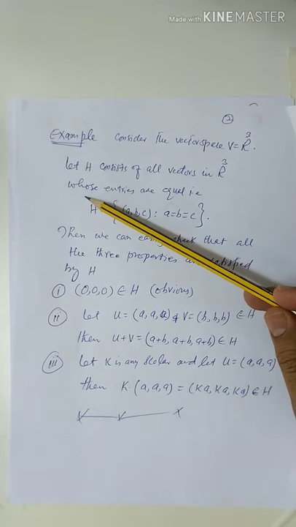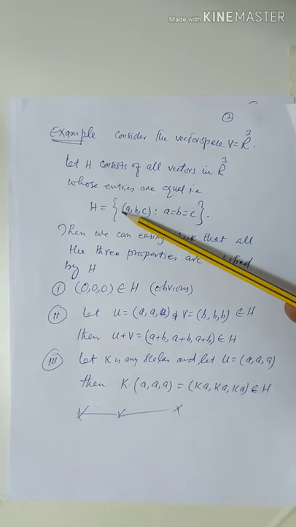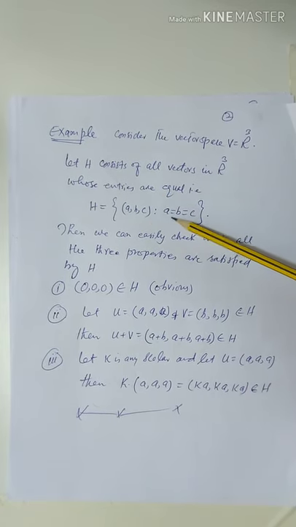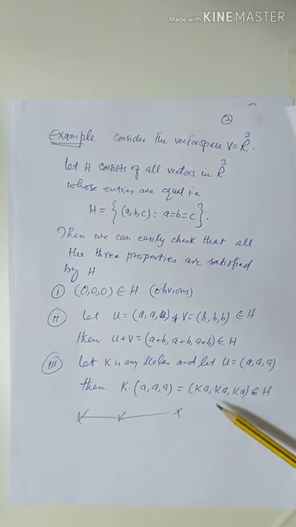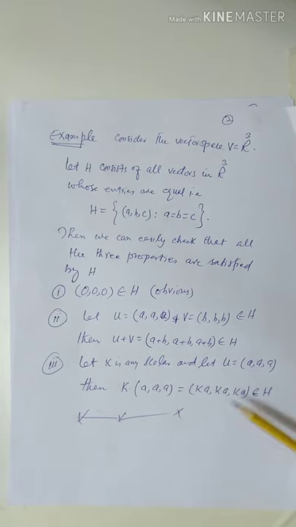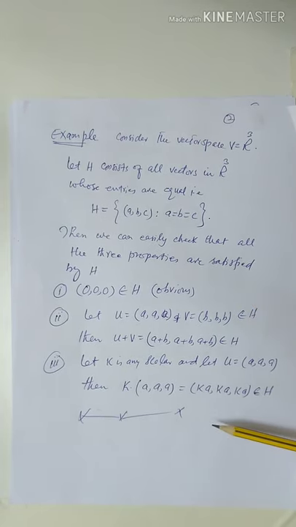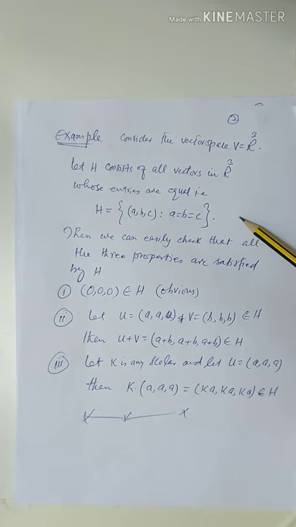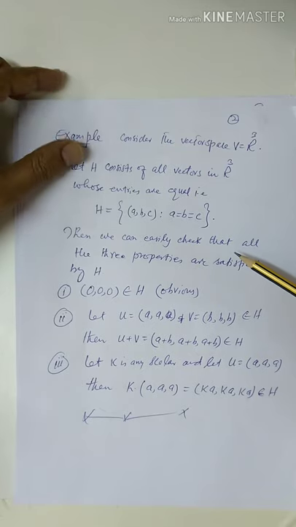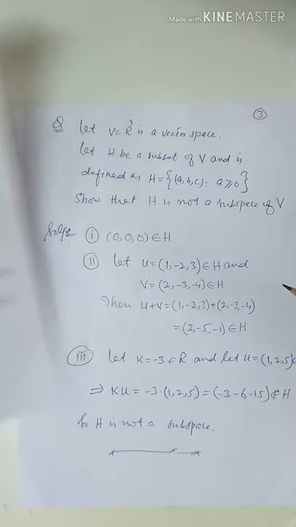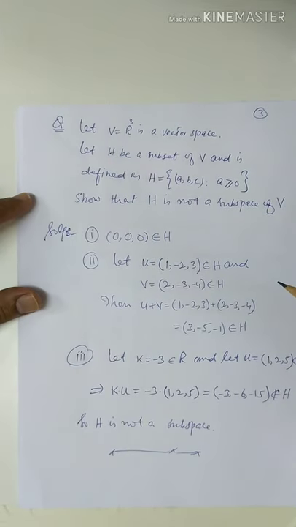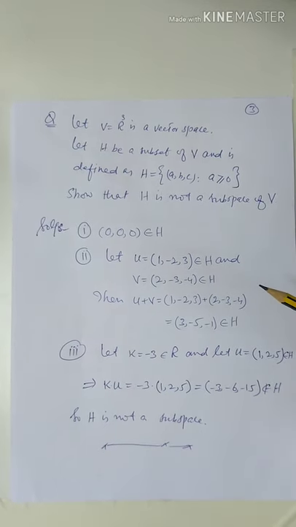Because in the example you can see the entries are equal. That is H equal to ABC such that A equal to B equal to C. It means all three entries must be the same. Now you can see here KA, KA, KA, all are the same. So all the three conditions are satisfied. Therefore, this H is a subspace. If one of the conditions fails, then this will not be a subspace. Okay. I hope this example is clear. Now, if there is still a problem, we can move to another example, and I think it will clear your doubt if there is any.